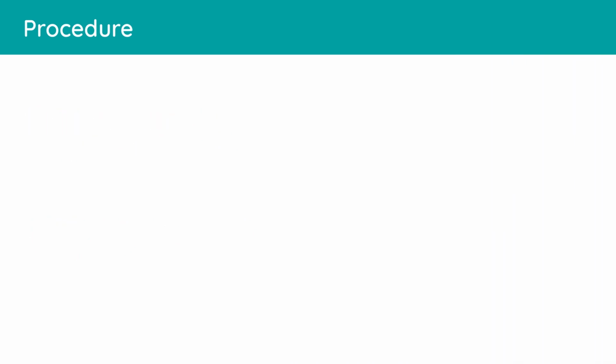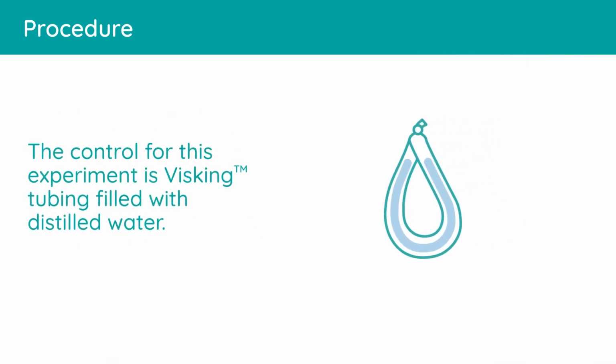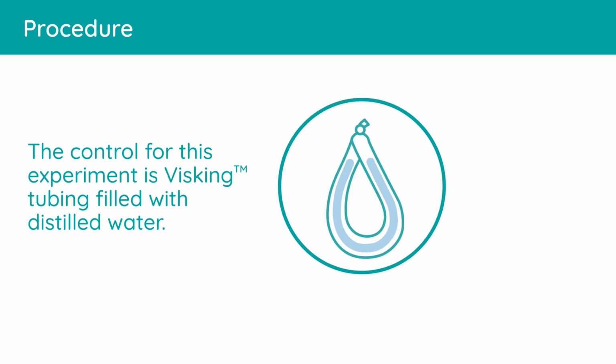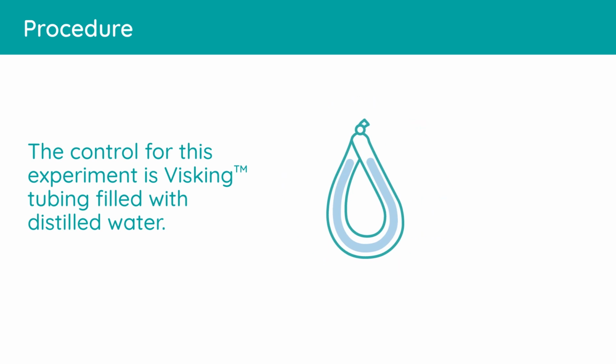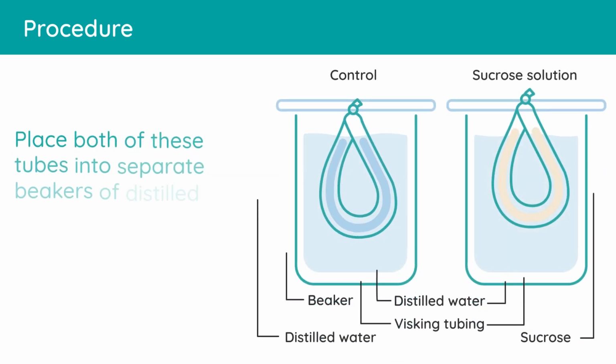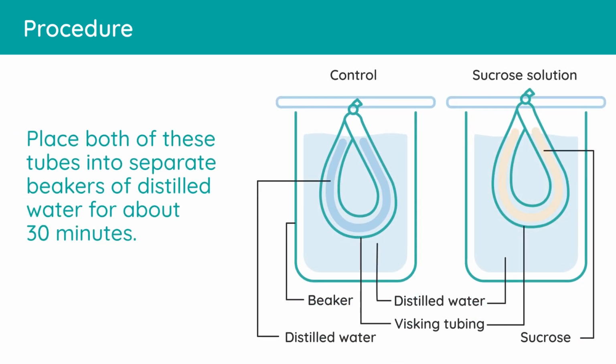Our control for this experiment is Visking tubing filled with distilled water. Again, we must find the mass of this tube also. We place both of these tubes into separate beakers with distilled water and leave them for about 30 minutes. Be sure to keep the ends of the Visking tubing out of the distilled water in case some of the solution leaks out. You can prop them up using glass rods or pencils.